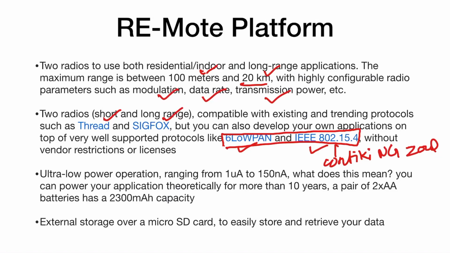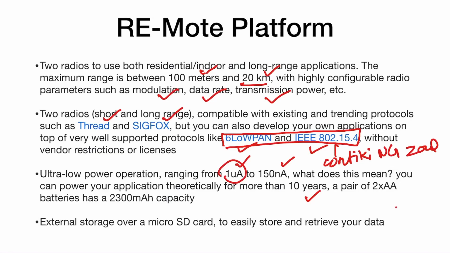Ultra low power operation from 1 microamp to 150 nanoamps. What does it mean? It means that you can power your application theoretically for more than 10 years. If it is 1 microamp, you can run it for more than 10 years. A pair of 2 AA size batteries has a 2300 mAh capacity.